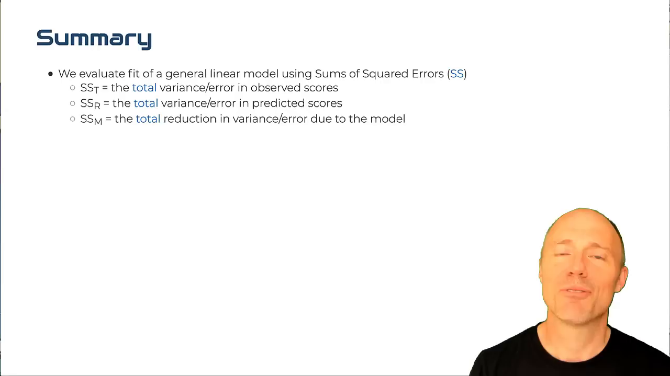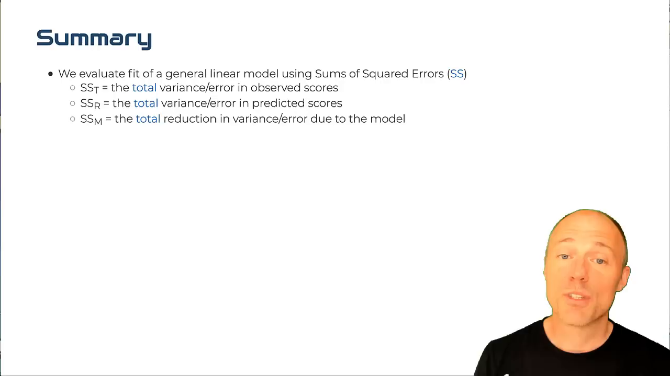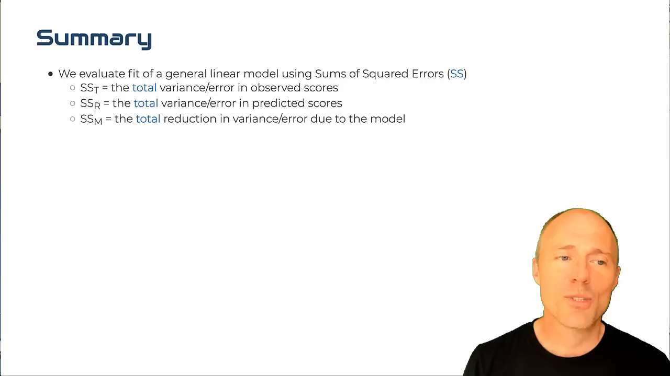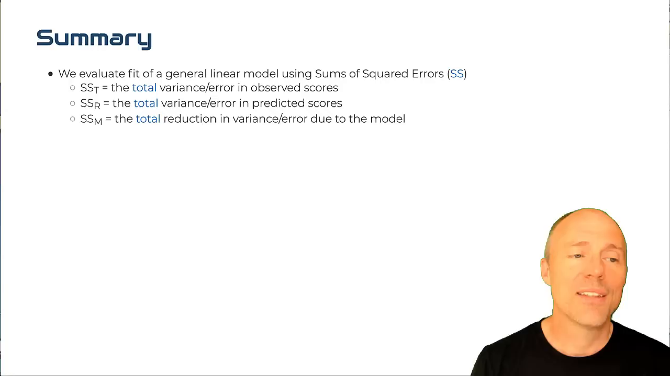So to sum up, we evaluate the fit of a general linear model using sums of squares, the three types of sums of squares that will crop up again in these lectures. Total sum of squares is kind of like the total error in observed scores. The residual sum of squares is kind of the total error in predicted scores, so the total error in the model. And SSM is kind of the reduction in error due to the model.